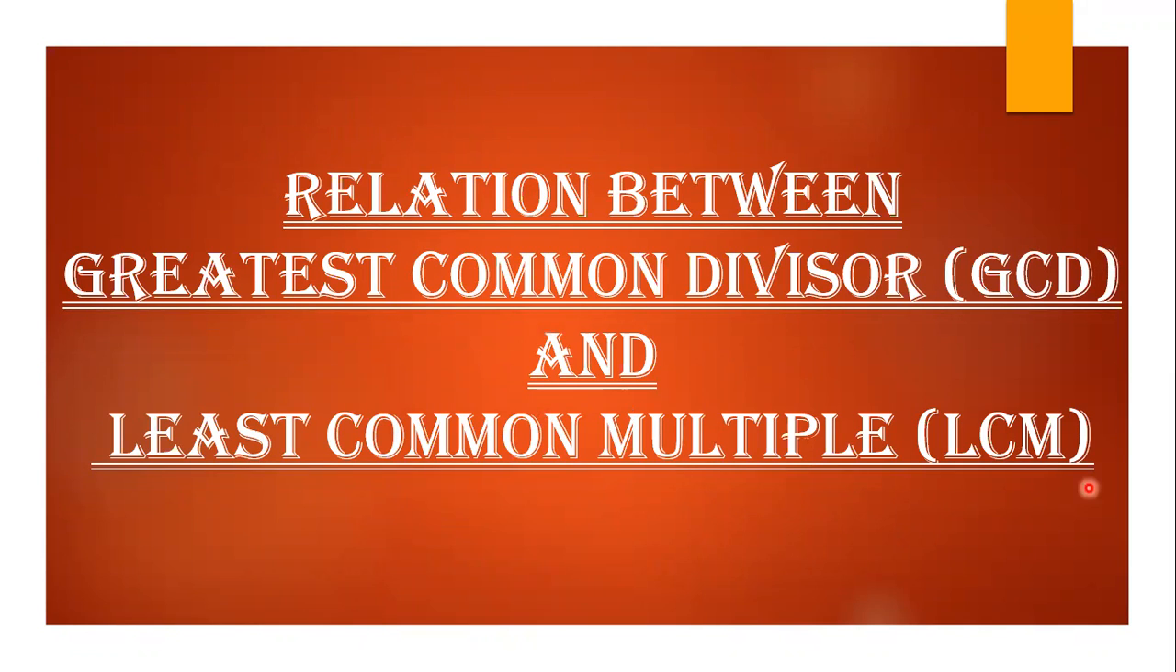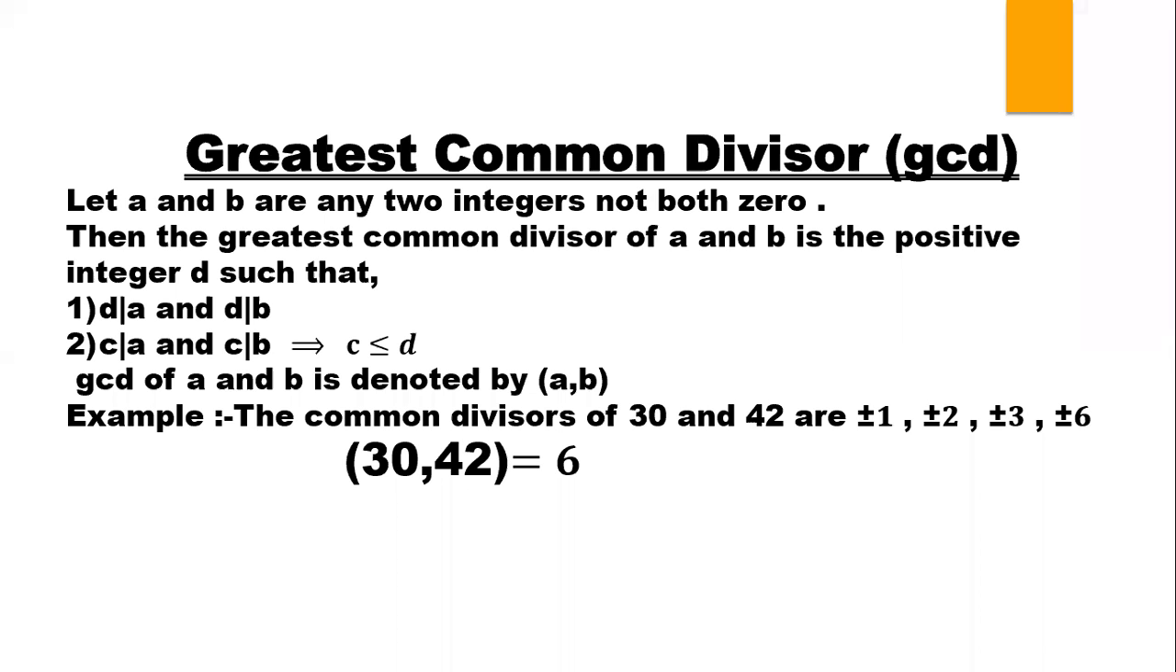First of all, let us see what the greatest common divisor, that is GCD, is. Let a and b be any two integers, not both 0. Then the greatest common divisor of a and b is the positive integer d such that d divides a and d divides b. Again, if c divides a and c divides b, it implies c is less than or equal to d. The GCD of a and b is denoted by (a, b).